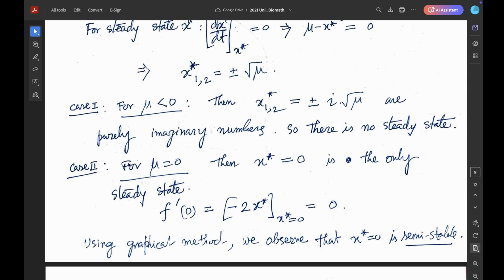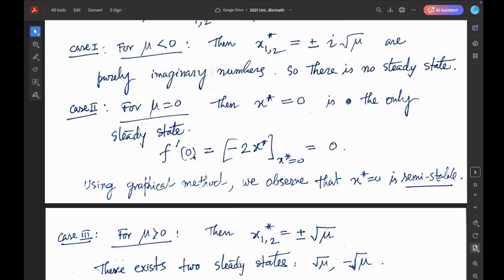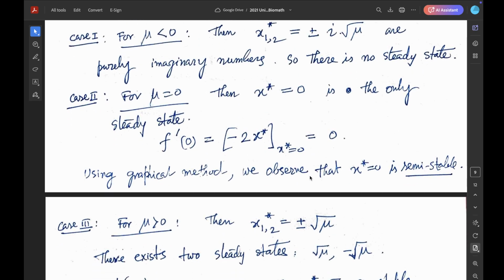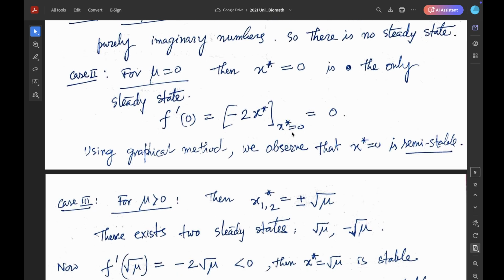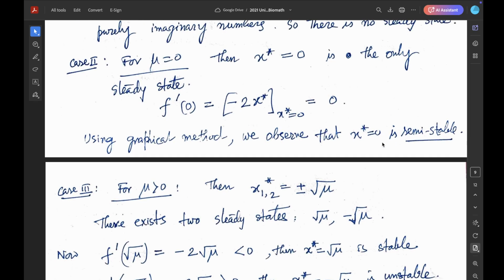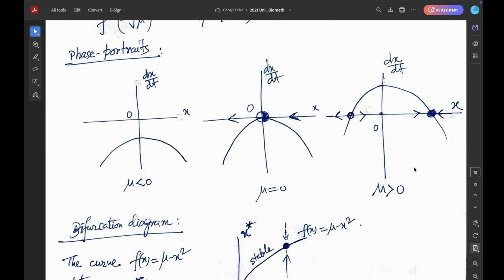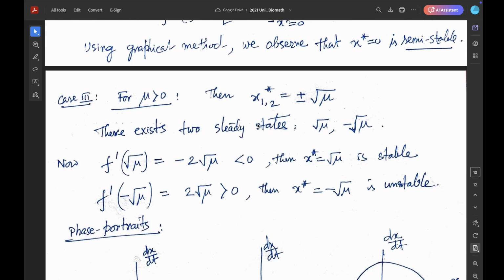Case 2, for mu equal to 0, then x star equal to 0 is the only steady state. Now f dash 0 equal to 0, so we cannot say the nature, stable or unstable, by this sign convention notation. For this we use the graphical method and observe that from the graph x star equal to 0 is semi-stable. Actually this is the semi-stable nature.